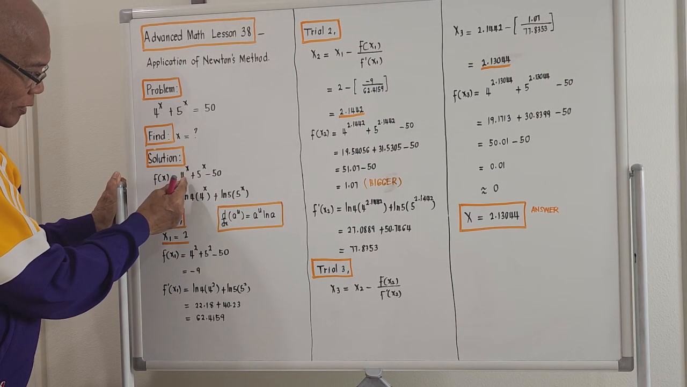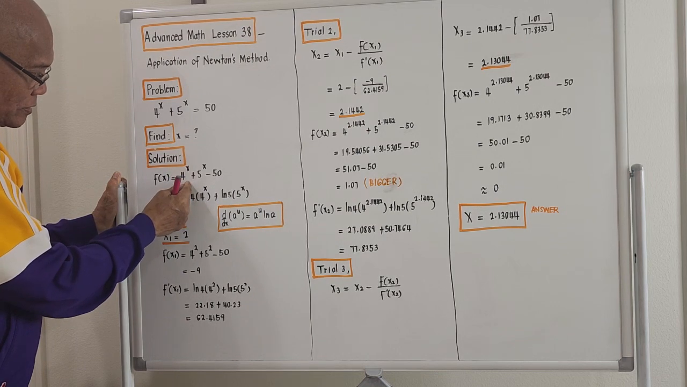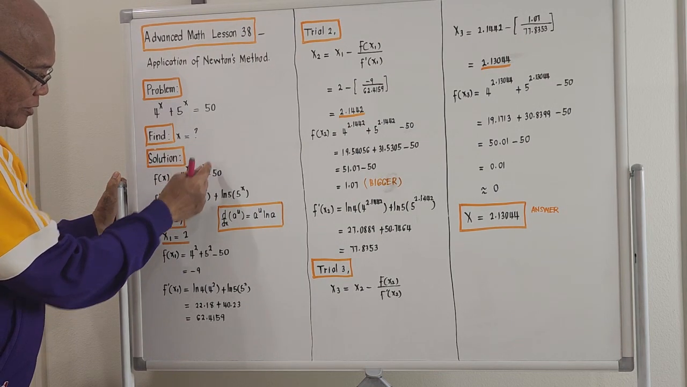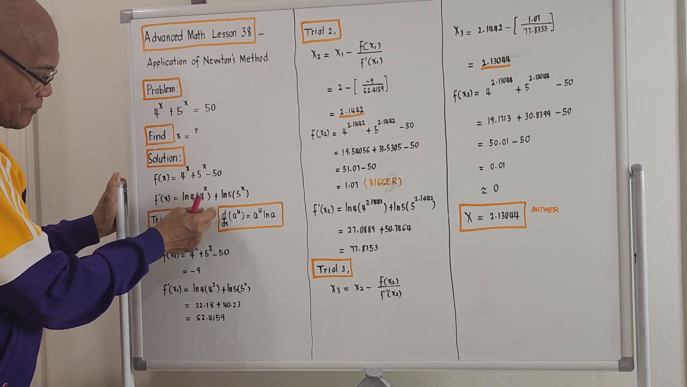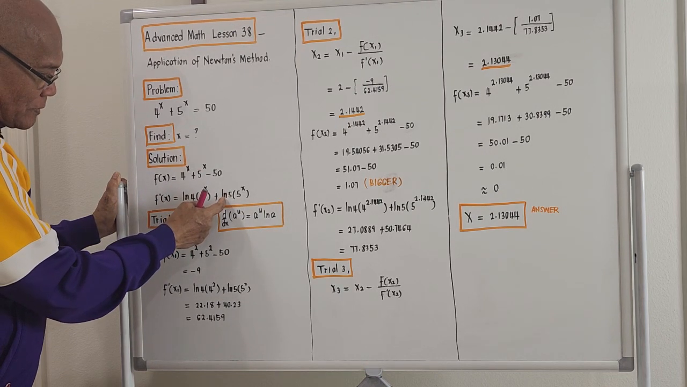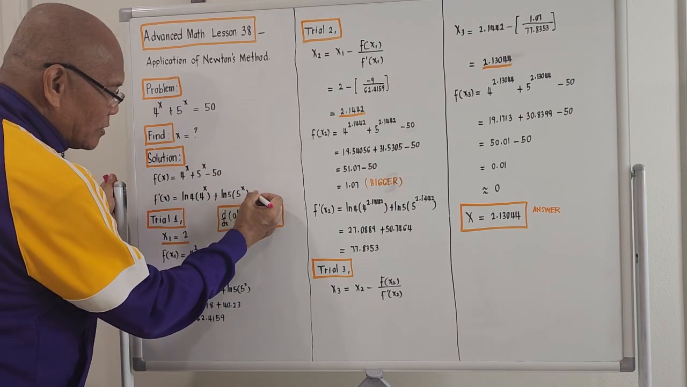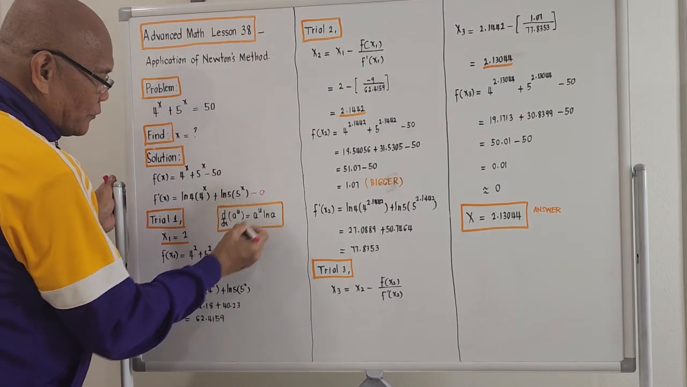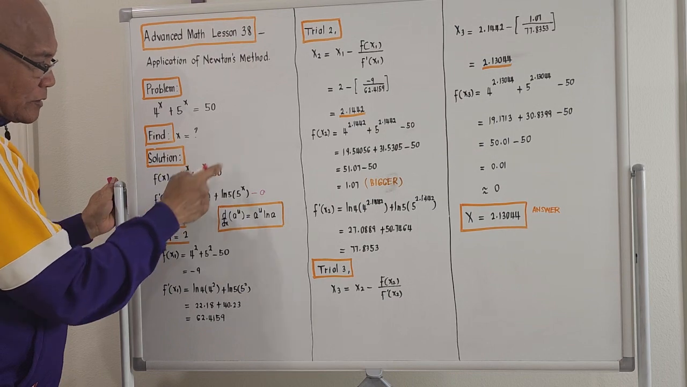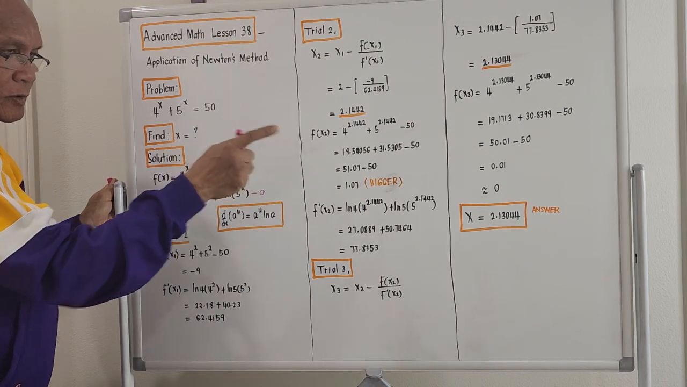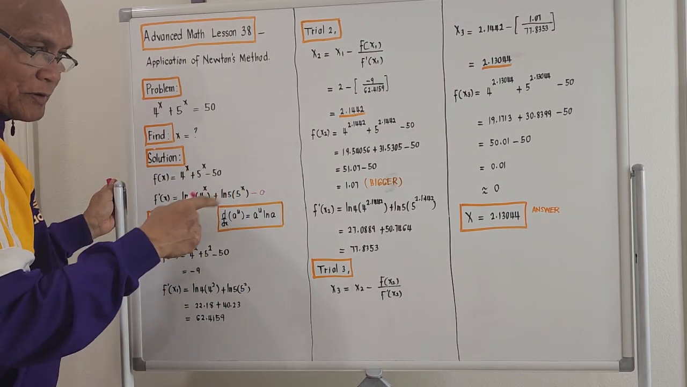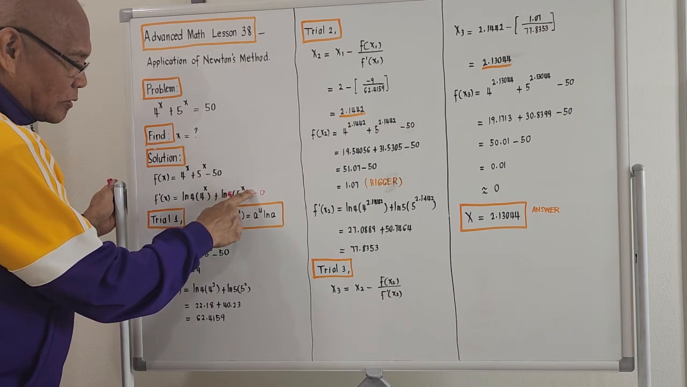4 to the x. That will be the differential of this. And the differential of 5 to the x will be similar, except for the number. That will be natural log of 5 times 5 to the x, minus 0, because the derivative of 50, a pure constant, is 0.